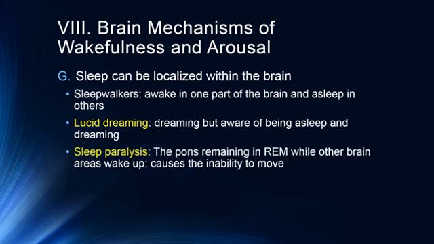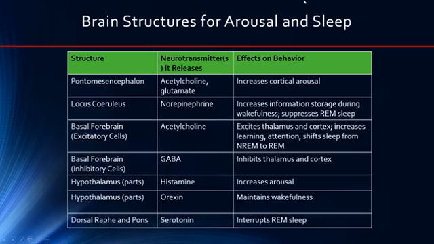As I said earlier, sleep paralysis is something that happens to some individuals. The pons remains in REM while the other brain areas wake up, and this is what causes our inability to move because the pons is still asleep, whereas our consciousness is fully awake, which can be very terrifying. So here is a summary of the structure of the brain, the neurotransmitters, and their effects on behavior.